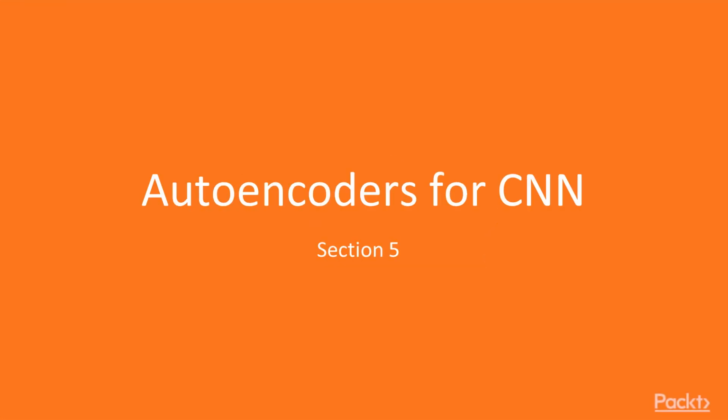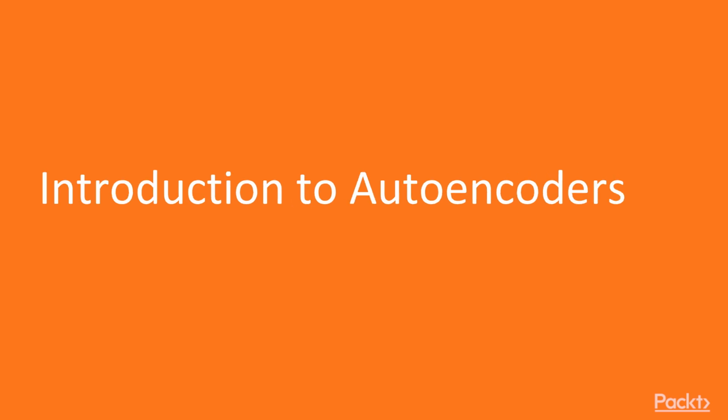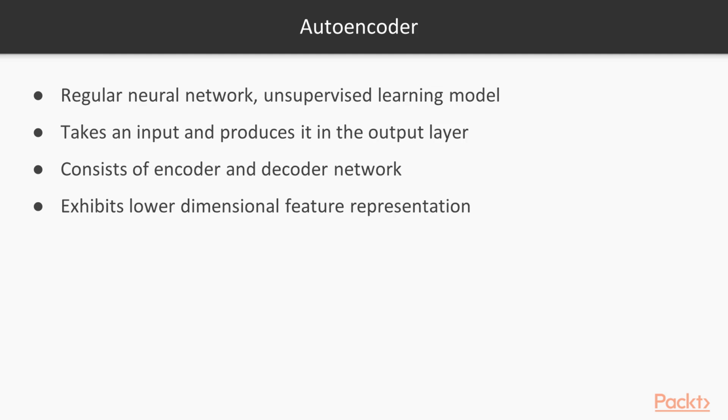Welcome to the next section, Autoencoders for CNN. The first video will be an introduction to autoencoders. An autoencoder is a regular neural network, an unsupervised learning model that takes an input and produces the same input in the output layer. So, there is no associated label in the training data.